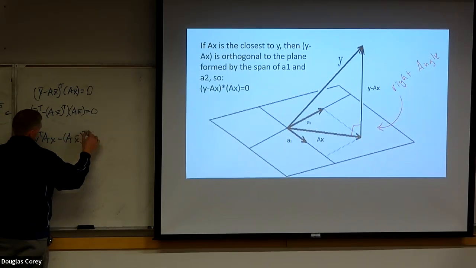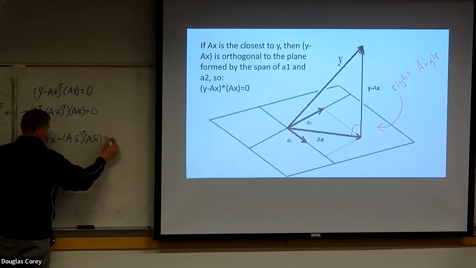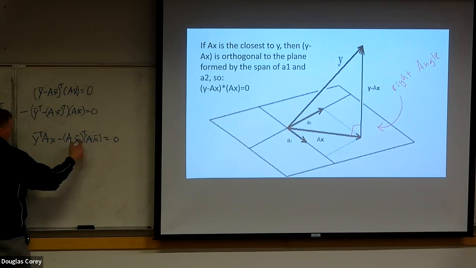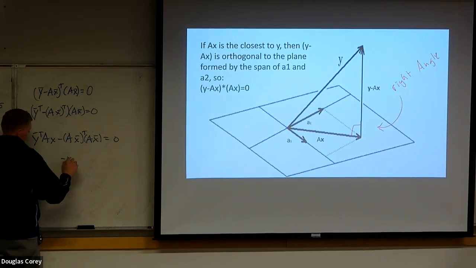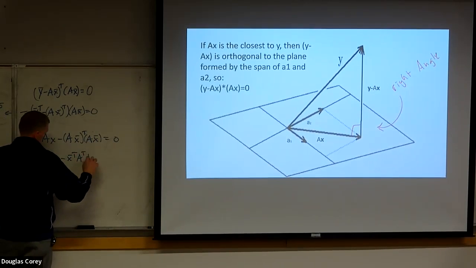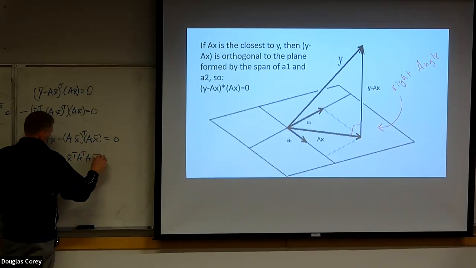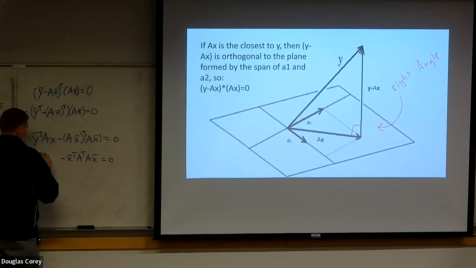The negative transpose. Transpose of AX, which you can do besides. Why would one transpose? Because AX is equal to 0.